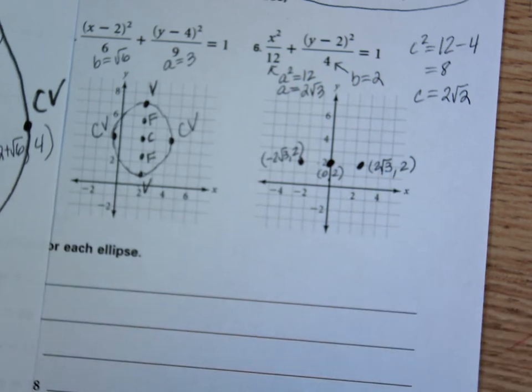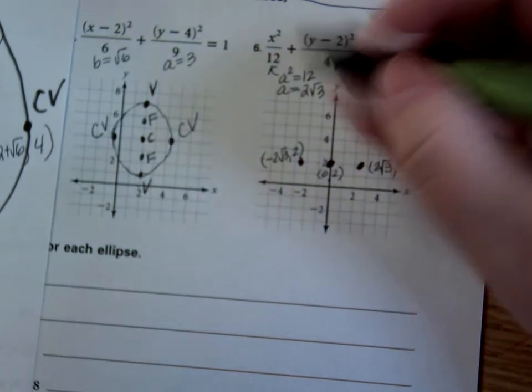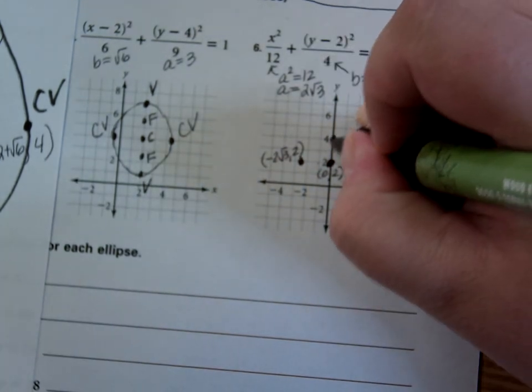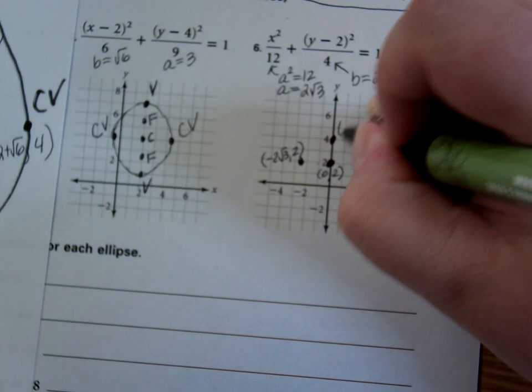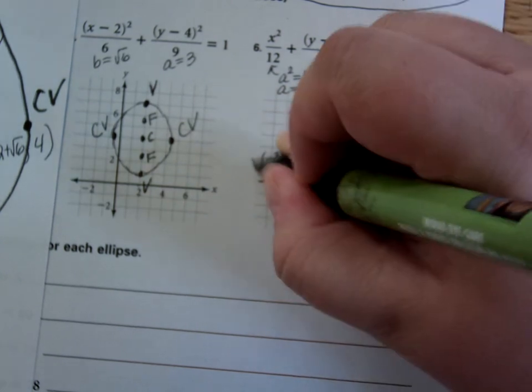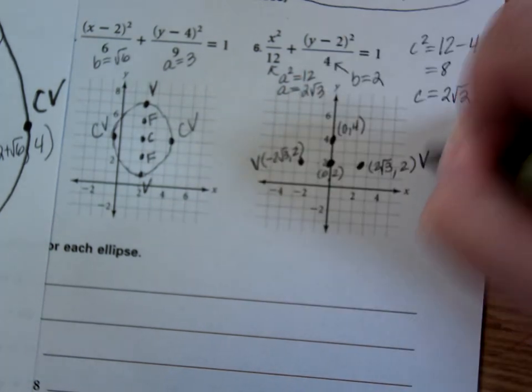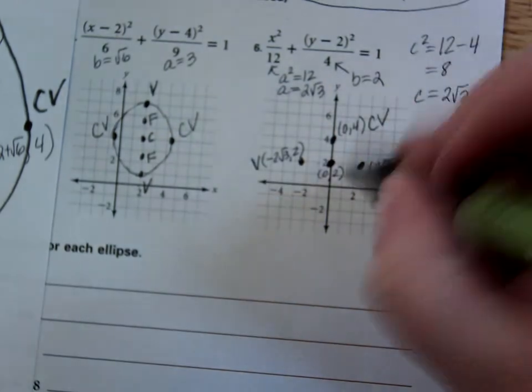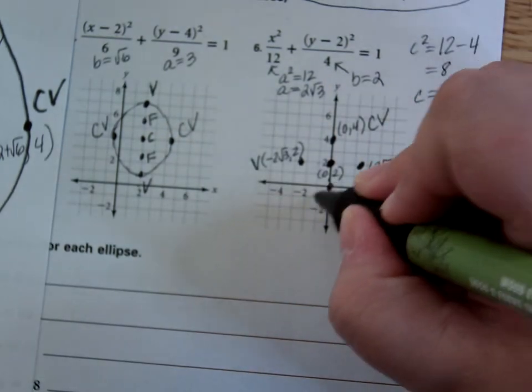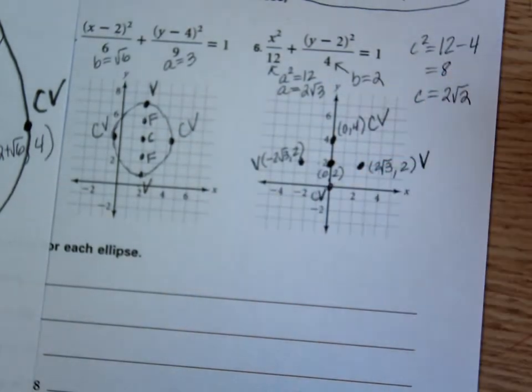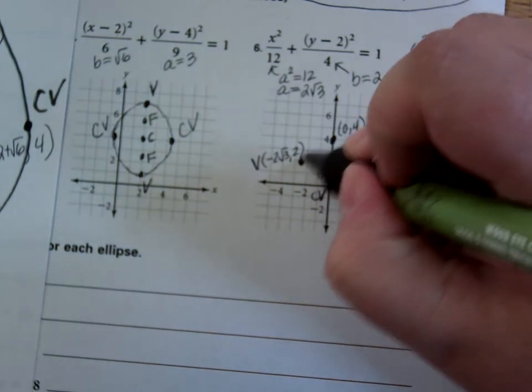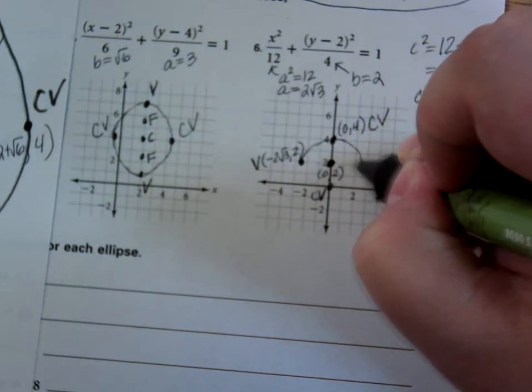Now for b, I'm going to go up and down. Up 2, down 2. Up 2 gets me to 0, 4. And by the way, I'm going to label those vertices, and this is a covertex. And down 2, 0, 0, covertex. I can sketch it at this point.